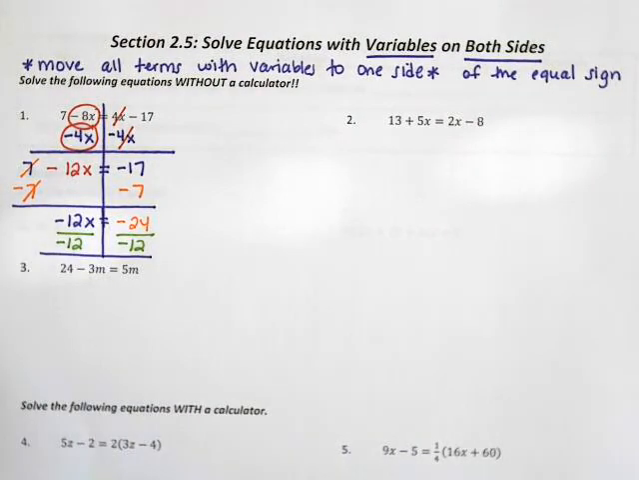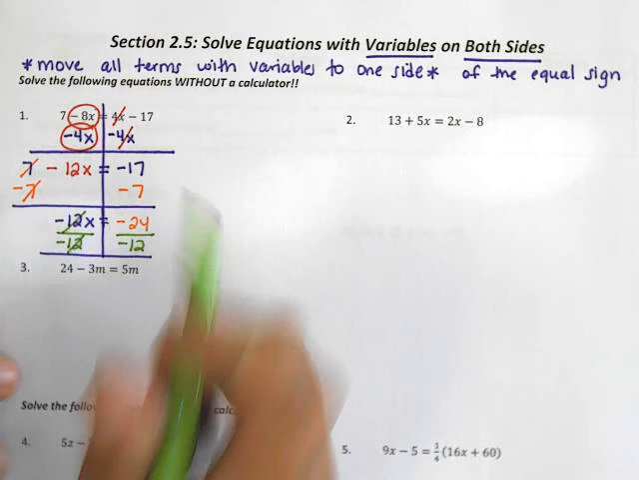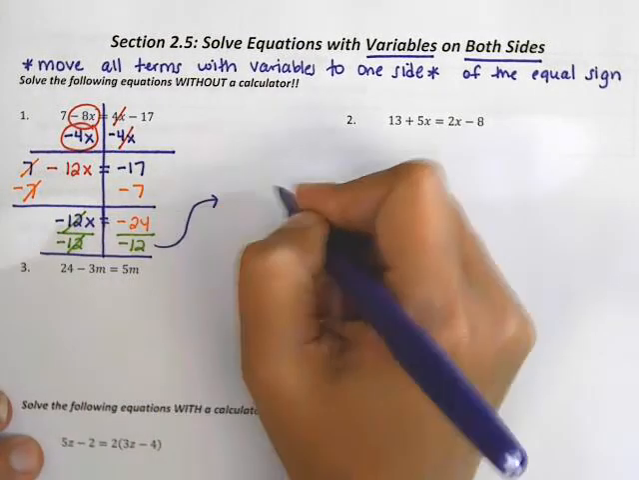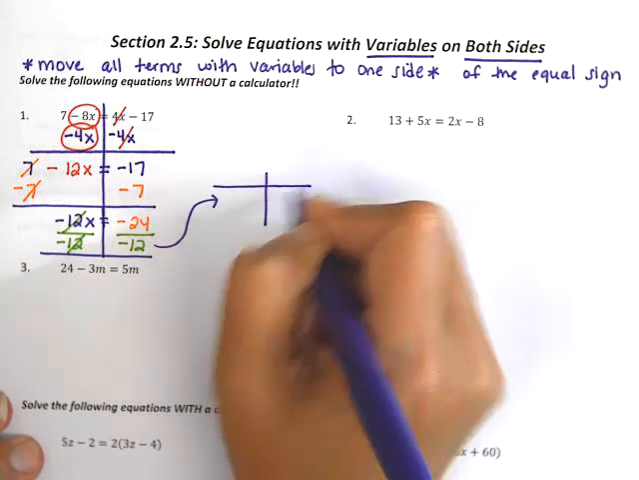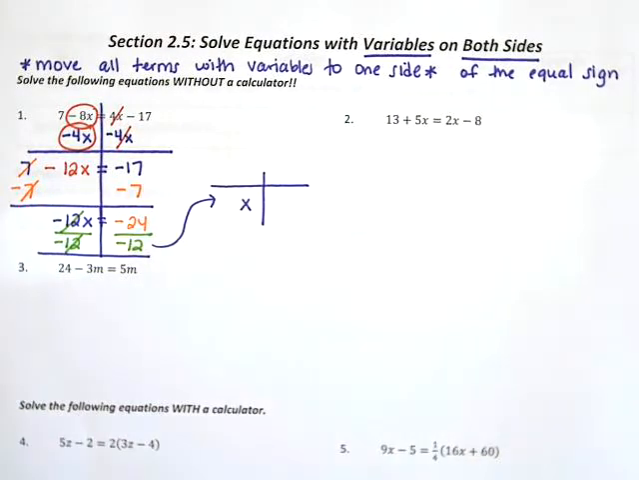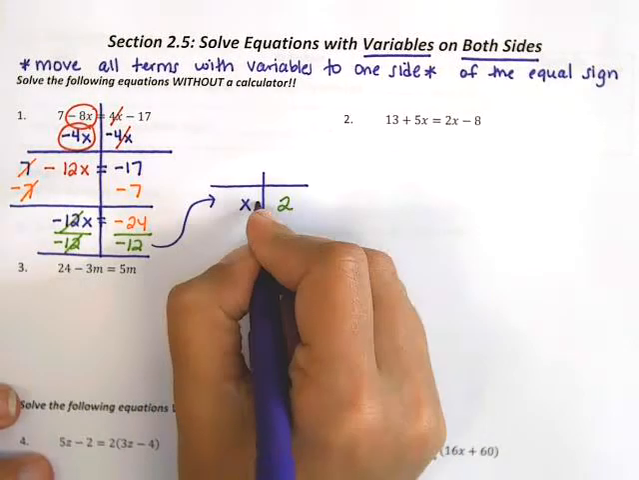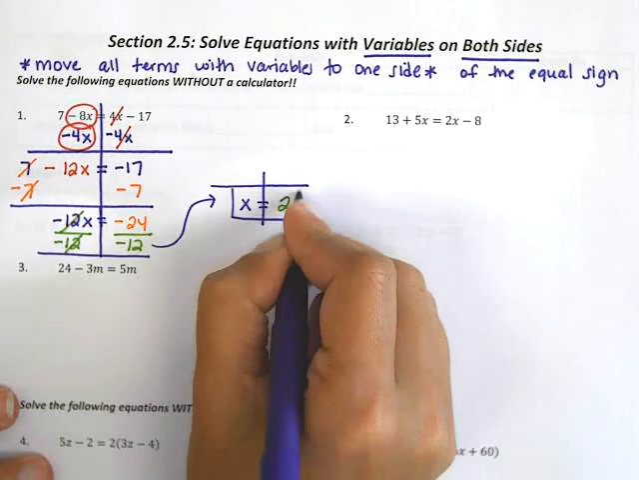So, on the left side, the negative 12 cancels the negative 12. I'm going to write this on the side. And I just get x on the left side. On the right side, negative 24 divided by negative 12 would be positive 2 on the right side. And that would be my answer.